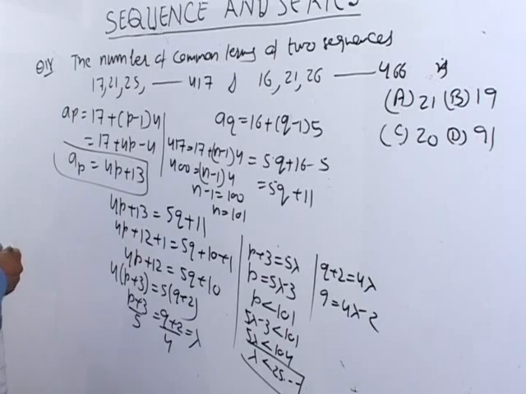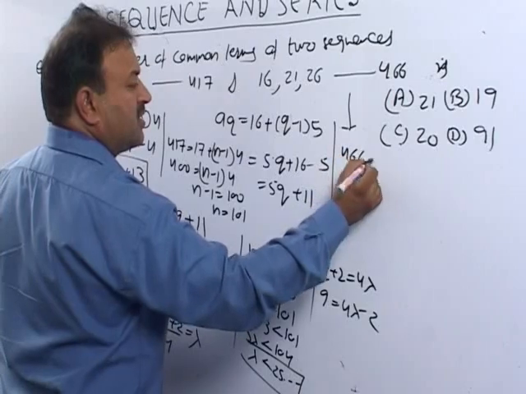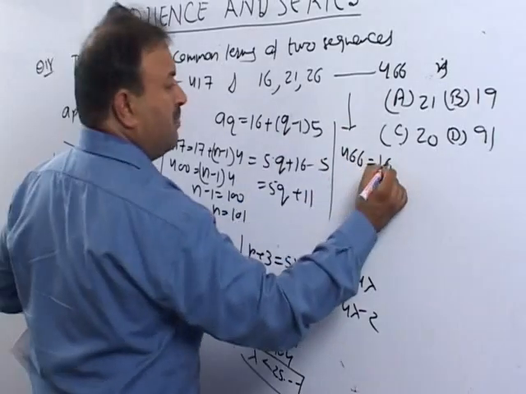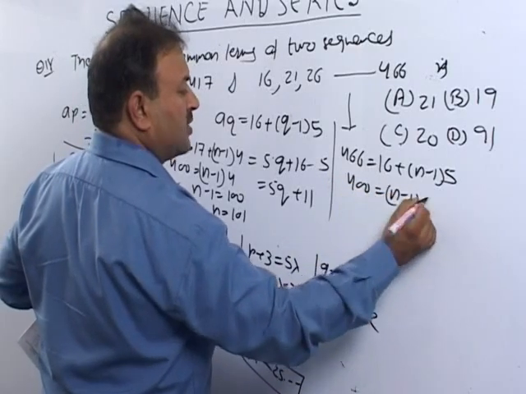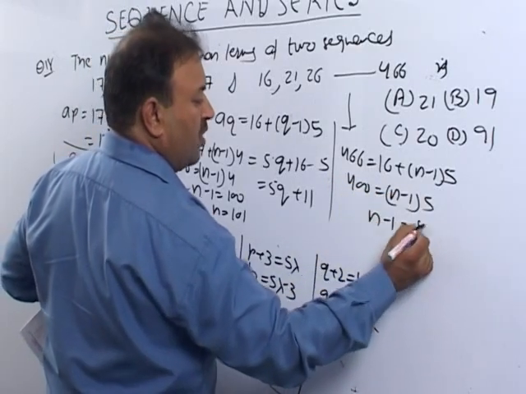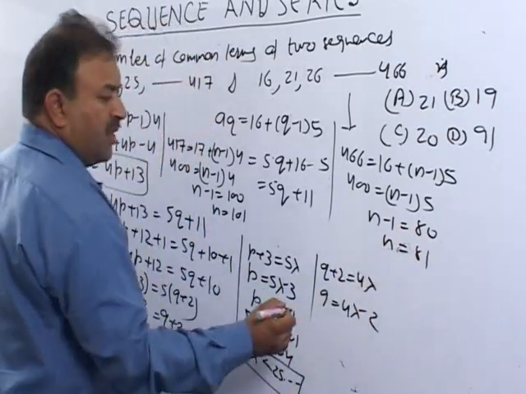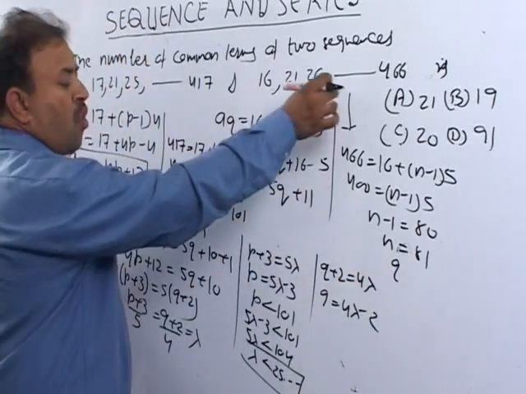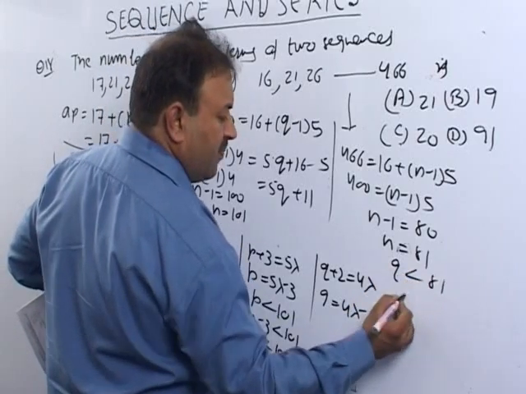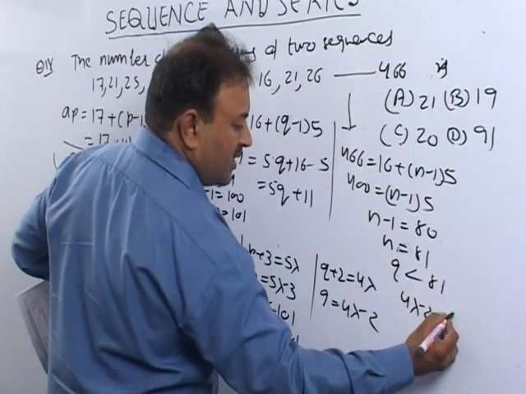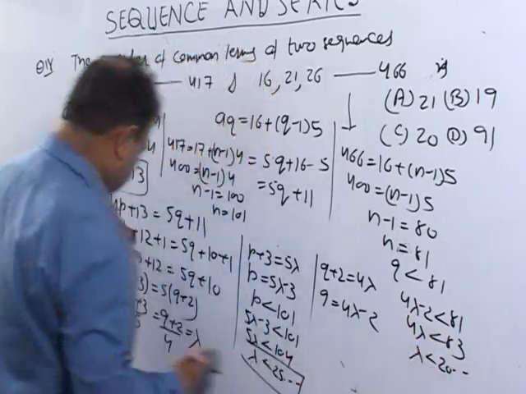Now for the other series I find out the number of terms up to 466. It is 16 plus (n minus 1) into 5, so 450 is equal to (n minus 1) into 5, n minus 1 is 90, n is equal to 91. What it means is that the common term taken as the qth term should be less than 91, so 4 lambda minus 2 should be at most 91, 4 lambda is at most 93, lambda is at most 23 point something.